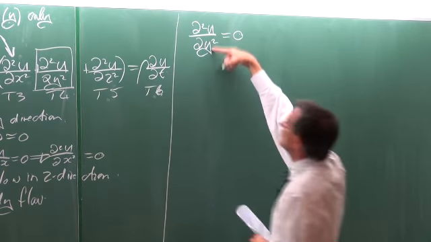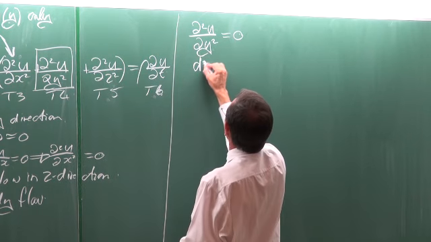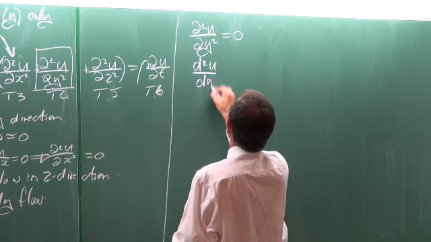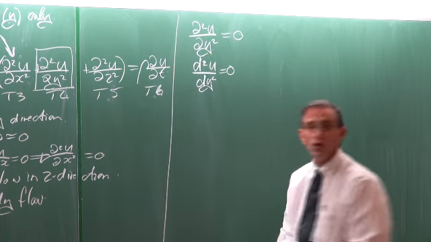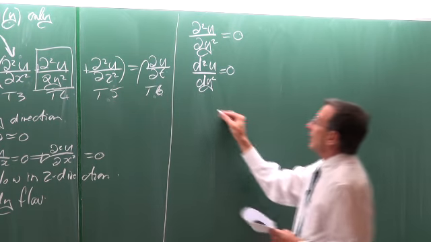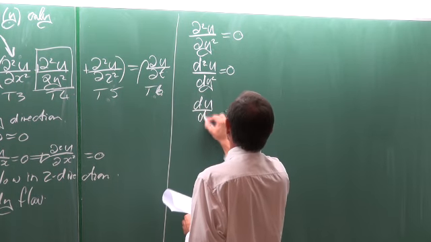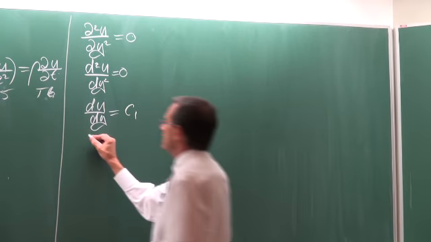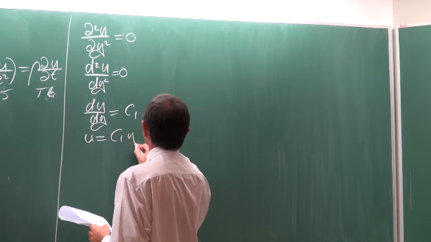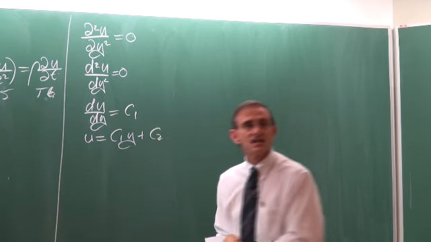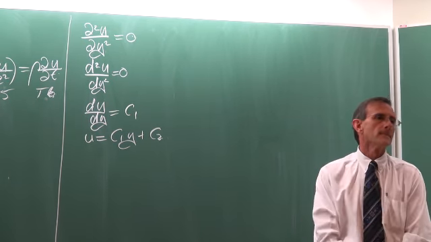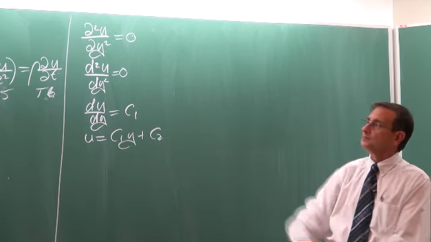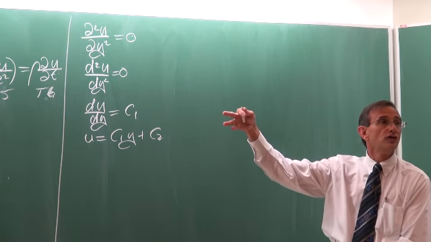Now, because u is a function of y only, we can say d2u dy squared is equal to 0, not partial anymore. And now we can say du dy is equal to a constant c1. Another differentiation, u is equal to c1y plus c2. So that is the equation coming from two flat plates.